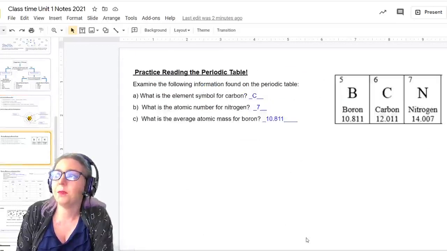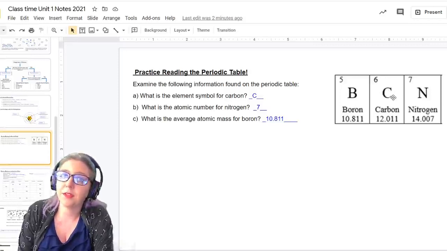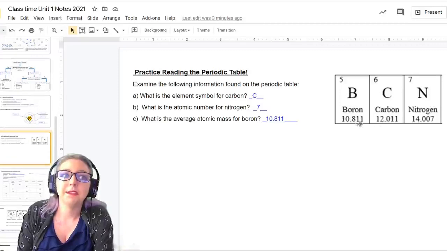Then we took a quick moment to read a periodic table. So my element symbol for carbon is a C. My element symbol is just the capital letter, or the 2 letters, capital and lowercase letter. My atomic number for nitrogen is 7. That's the number up here in the top corner.